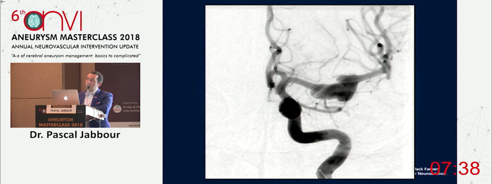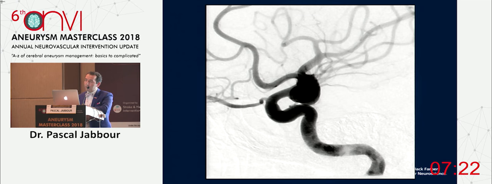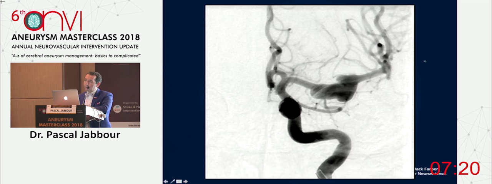This is a patient of my partner who decided to treat this dysplastic MCA aneurysm with pipelines. So he went there and placed those pipelines, and placed three actually. He started lining them up and placed three pipelines. I think because he got short on the first one, then he wanted to cover all.